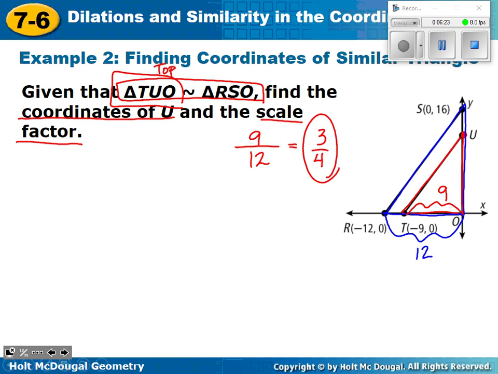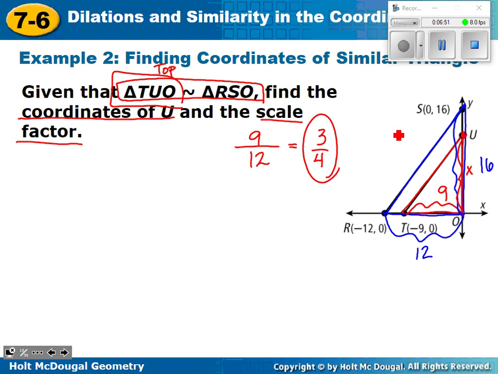We know the distance from S to O, not R to S. I guess we could do the distance formula, but that's going to be a little more work. S to O is a little easier since it's vertical. So what is this distance? 16. And then we're trying to find this distance, which we can just call X.